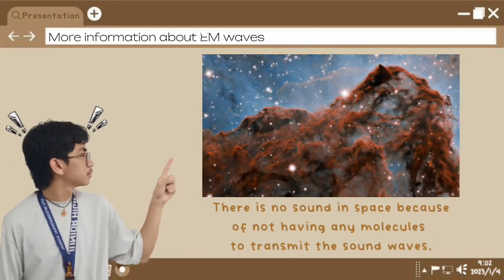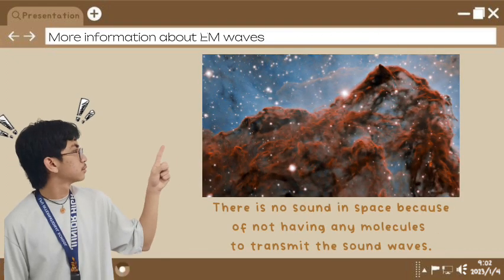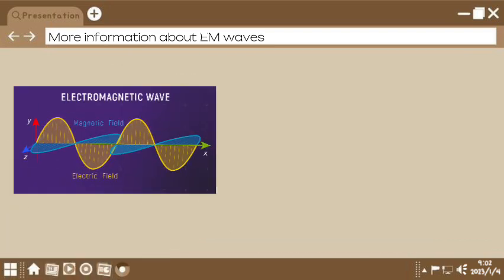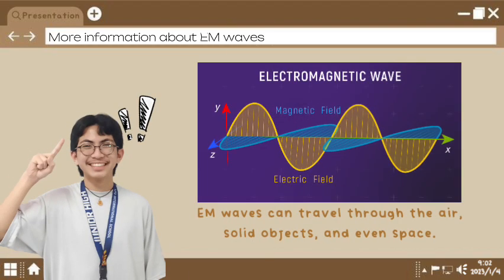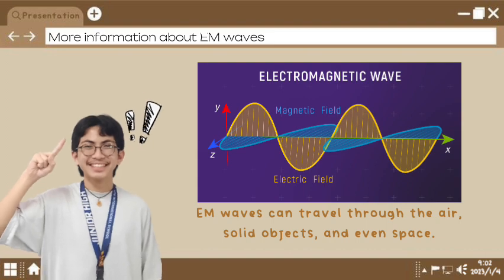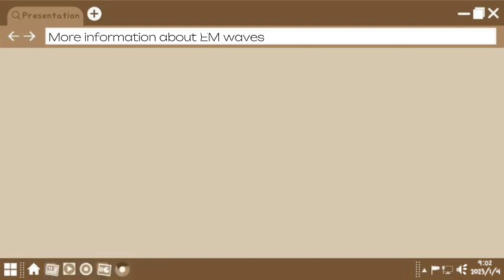There is no sound in space because there are no molecules there to transmit the sound waves. Electromagnetic waves are not like sound waves because they do not need molecules to travel. This means that electromagnetic waves can travel through air, solid objects, and even space.